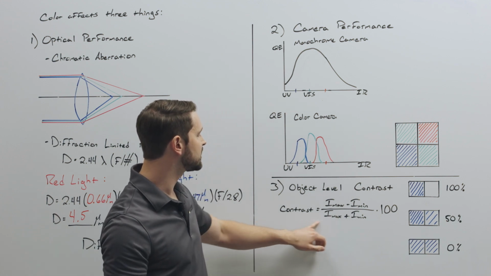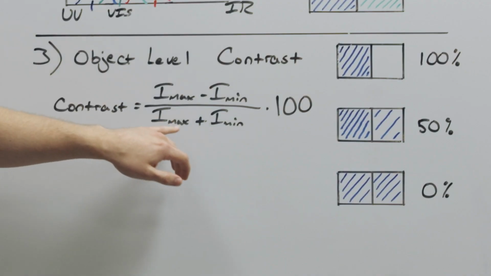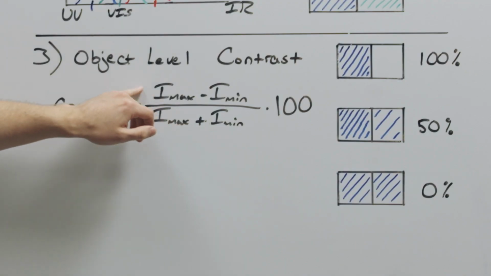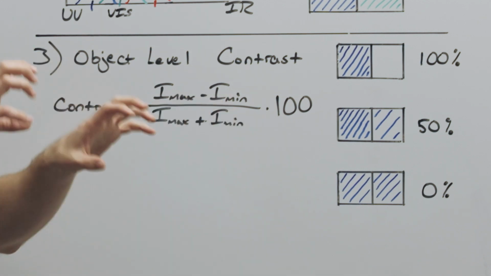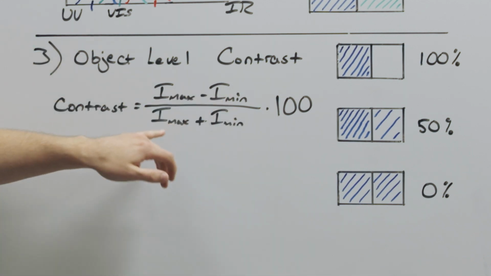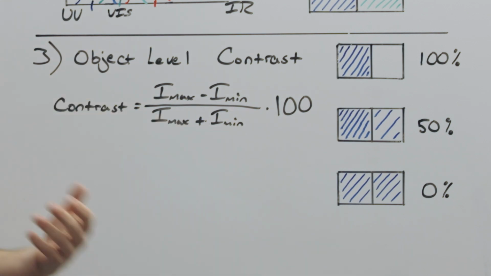And so just quickly to define what contrast is for those who are not familiar, the equation for contrast is that you take a maximum intensity, you subtract the minimum intensity between the two different things that you're trying to compare, and then you divide that by the sum of the same quantity, you multiply by 100 to get it into a percentage.